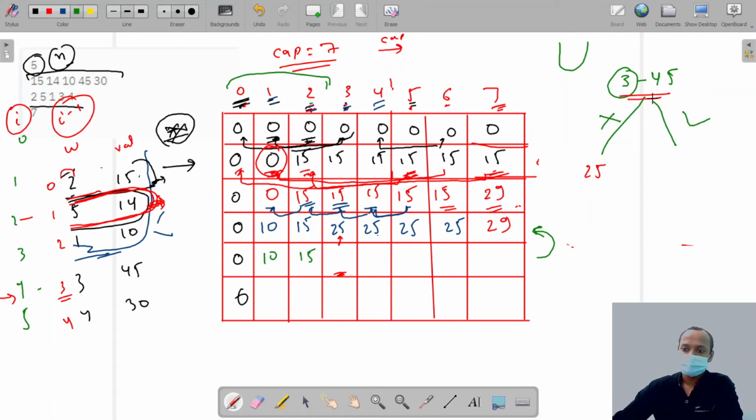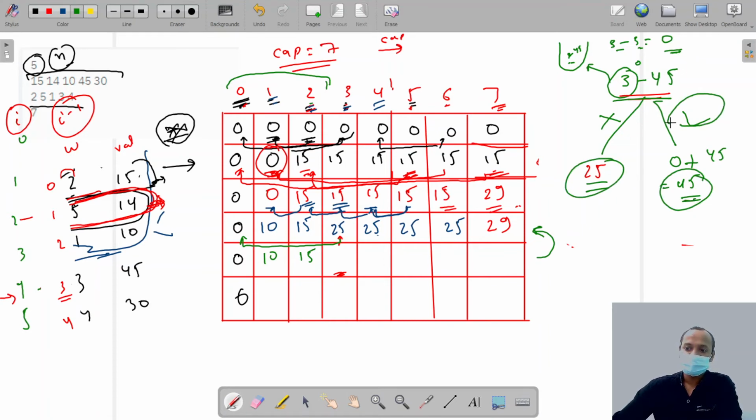if we include this item, it means we put this item in our bag, and the capacity is 3. Then the capacity is now 3 minus the weight of the item, that is 3, equals 0. Okay, so capacity is 0. Then we see here, if we have 0 capacity, we get 0 value. So 0 plus the value of the item, that is 45. It means total is 45, and which is the maximum, 45. All right, so it means we include this item and the value we get is 45, right?